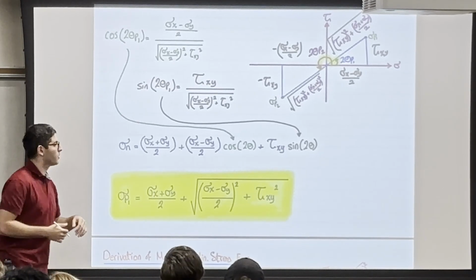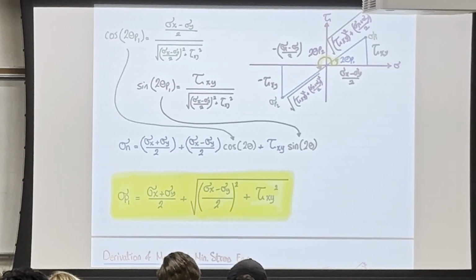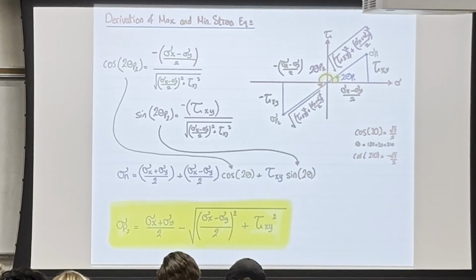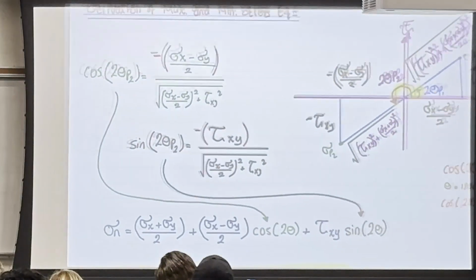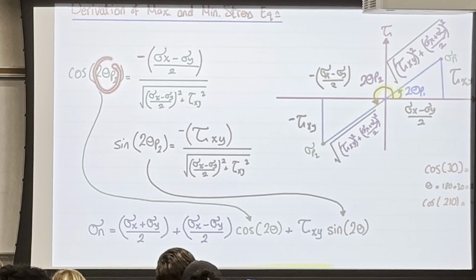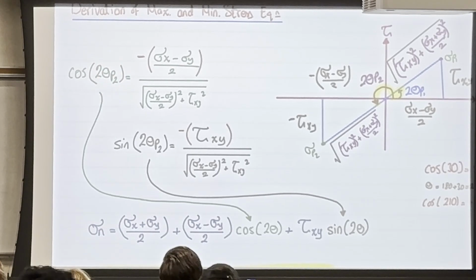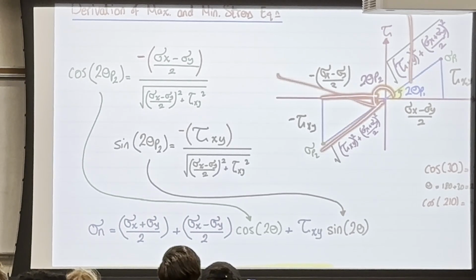So I do have another equation here, but instead of taking 2 theta P1, I took 2 theta P2. And now I'm working with this triangle. Some might ask: you said cosine 2 theta P2, and the 2 theta P2 is here, so why did you take the adjacent over hypotenuse, although you're talking about this angle?